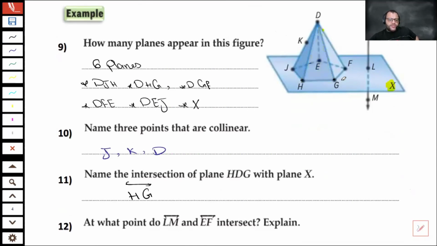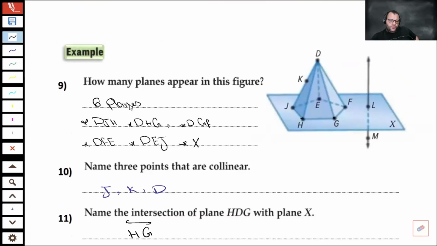Is this point clear or not clear? You understand? Any problem with this one? What if it's D, H, and J? Then it will be JH. If it's D, H, and J, it will be J and H, a line JH. You understand? There is a difference.